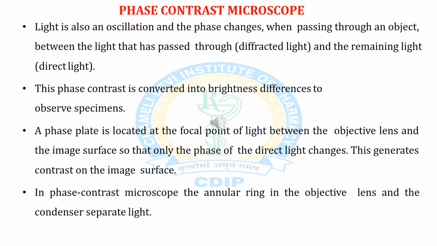A phase plate is located at the focal point of the light between the objective lens and the image surface so that only the phase of direct light changes. This generates contrast on the image surface. In phase contrast microscope, the annular ring in the objective lens and the condenser lamp separate the light.